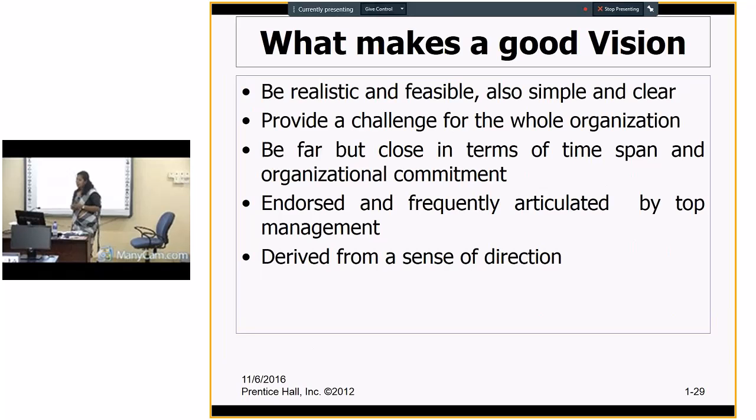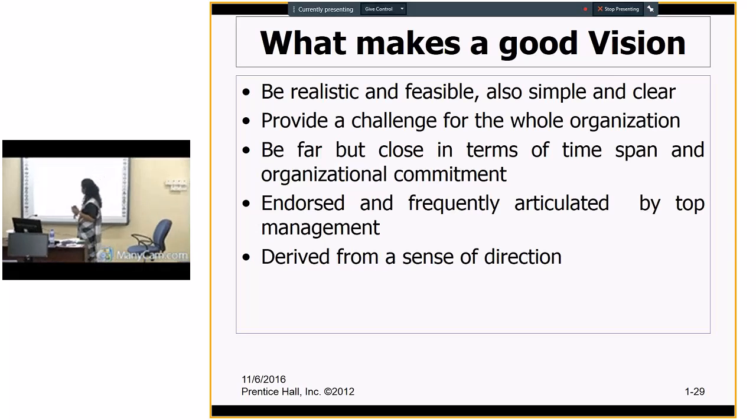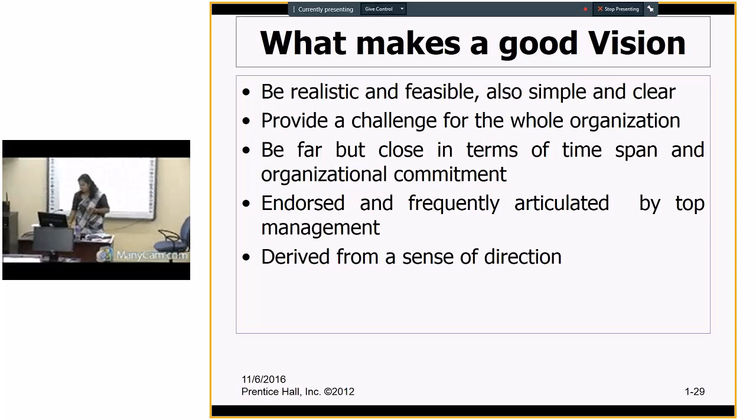Yes, frequently articulated by top management. When it comes to the vision, it is typically articulated or formulated by the top management of the organization, the board of directors. Derived from a sense of direction. It might be telling about the direction of the organization. In 2010, in 2020, where do we want to go? That is sense of direction. We inculcate in the minds of our employees, yes, that is the point we have to reach. That is sense of direction. So these are some characteristics to be included in a good vision.